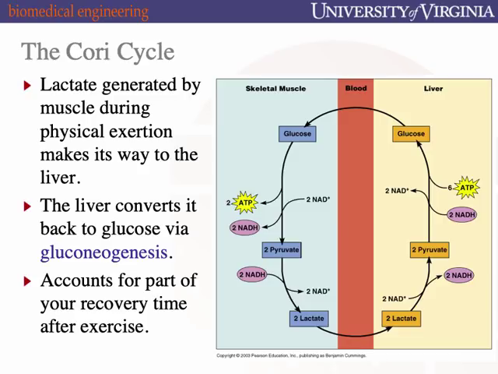And so this cycle of anaerobic glycolysis in the skeletal muscle and gluconeogenesis in the liver together is called the Cori cycle, because that glucose can also get excreted by the liver, go into the bloodstream, and be used by target tissues.